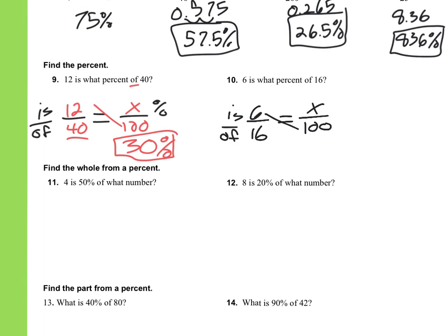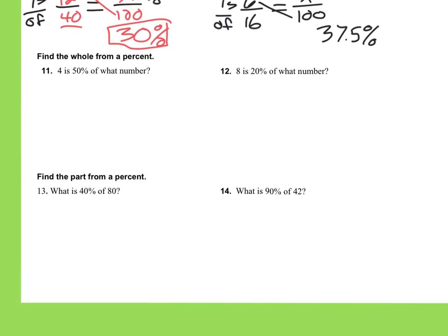600 divided by 16. I get 37.5%. Okay, so any of these can be missing. The is can be missing, the of can be missing, or the percent can be missing. So that's why it's just good to have this little tool here of the line equals line, is over of equals percent over 100. And we're going to refer to it a lot.